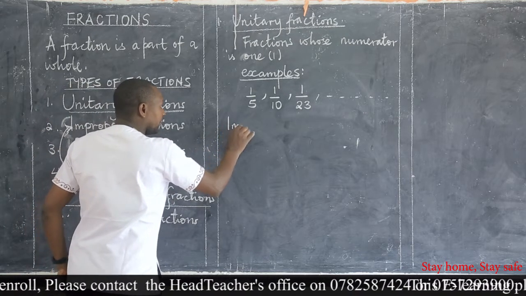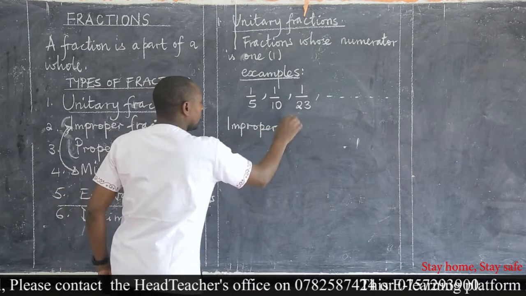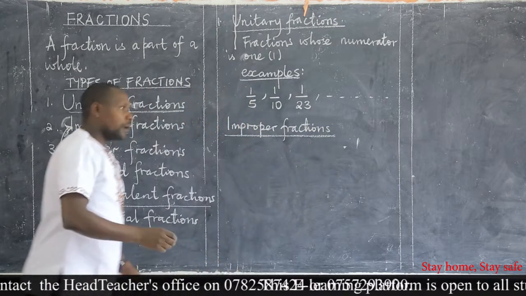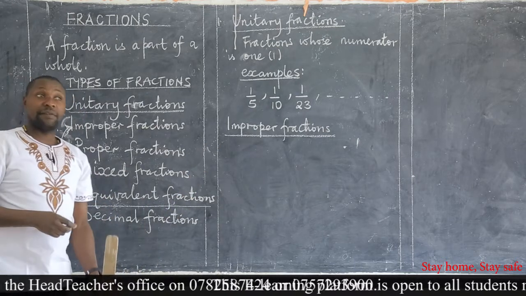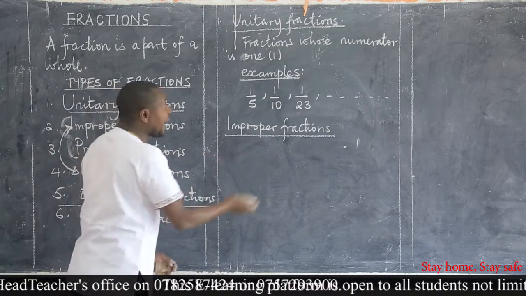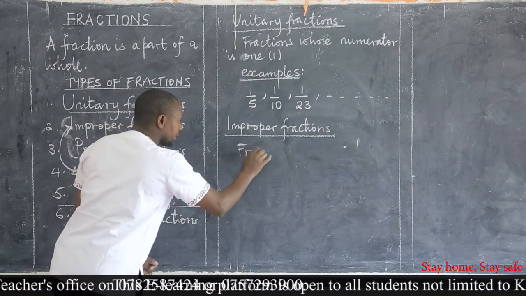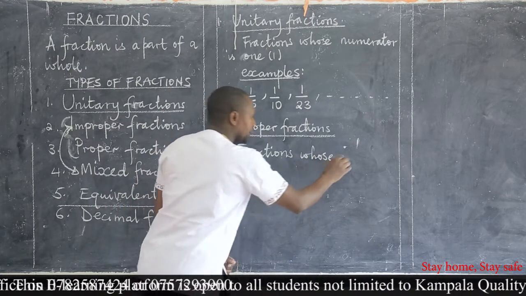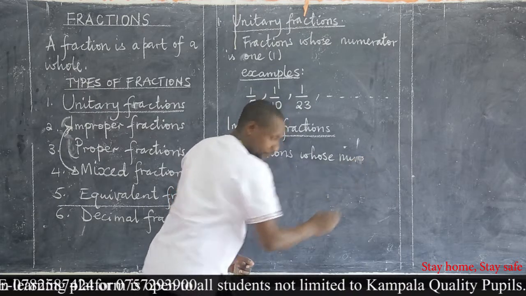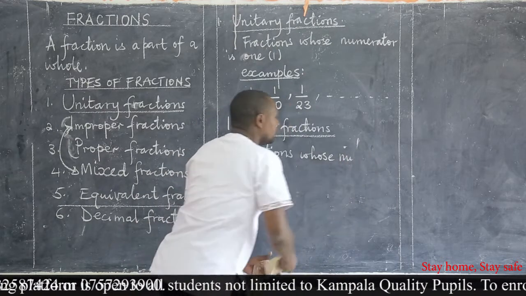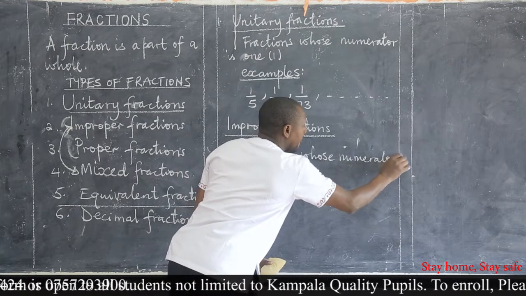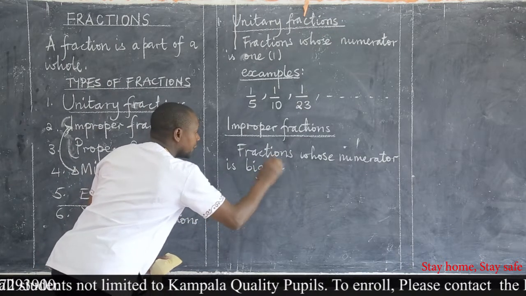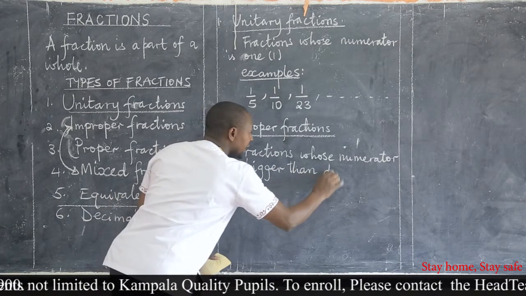So my emphasis today is, let's first look at what we call improper fractions. Have you ever asked yourself about these improper fractions? We define improper fractions as fractions whose numerator is bigger than the denominator.